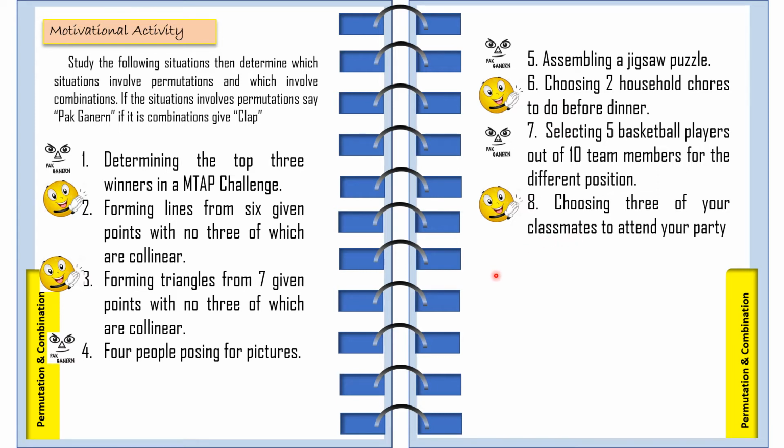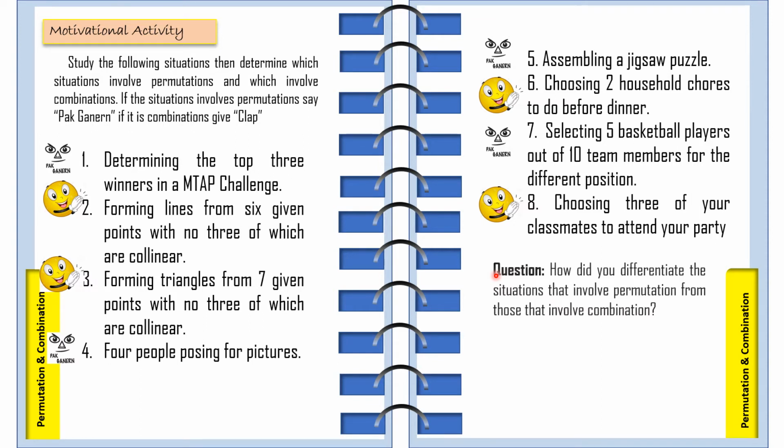So napakalaga nito sa worded problems, sa pag-solve ng mga worded problems sa permutation and combination, kaya meron muna tayong ganitong motivational activity or a review activity. Okay, so I'm going to leave you with this question. How did you differentiate the situations that involve permutation from those that involve combination?